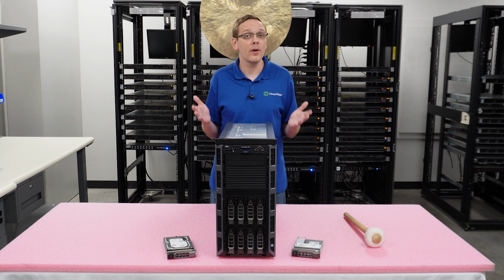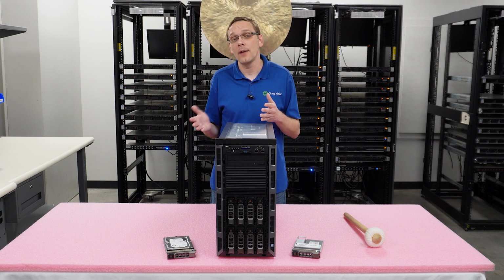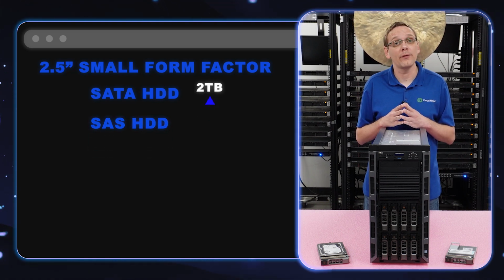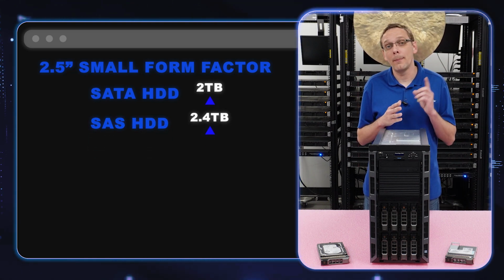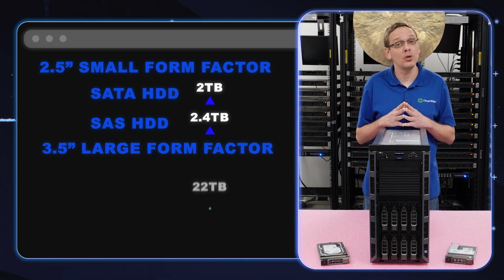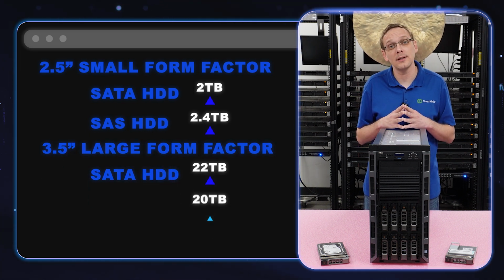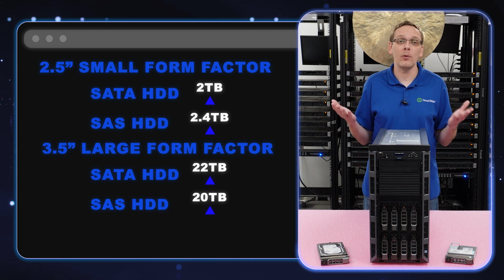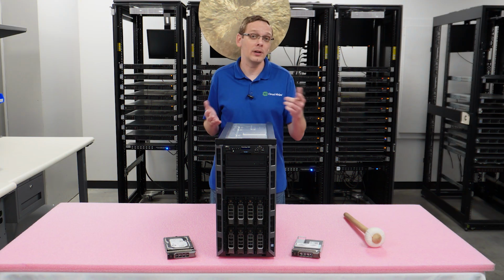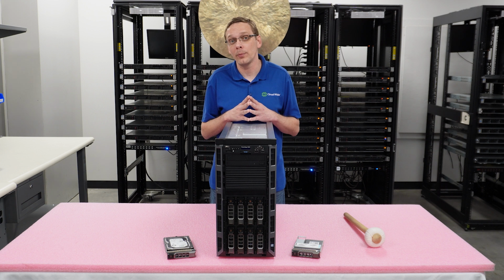So if you're using a 2.5 inch small form factor SATA hard drive, you're gonna get 2 terabytes. With a SAS hard drive, you're gonna get 2.4 terabytes. Now, if you were to bump that up to a large form factor, you can get 22 terabytes on SATA and 20 terabytes on SAS. And I wouldn't be surprised if someone drops a comment down below saying they've put in something higher than that, and we'd love to hear it. That's what we've put in and what we've played around with and what we have seen able to work.